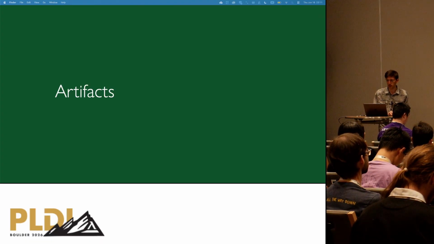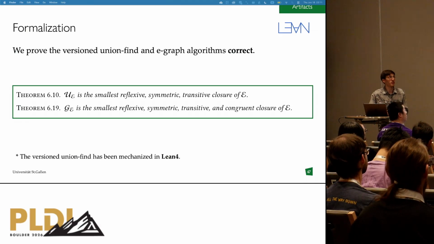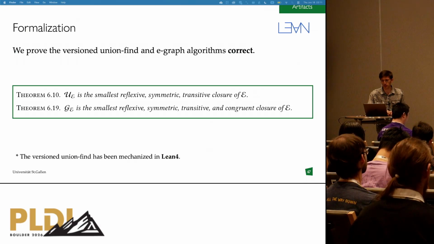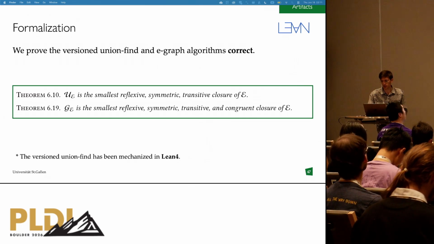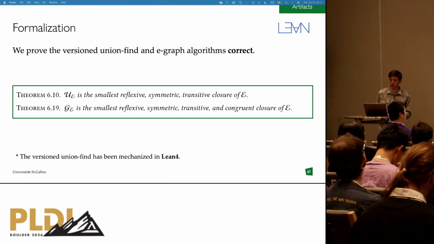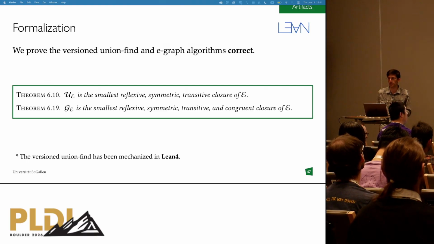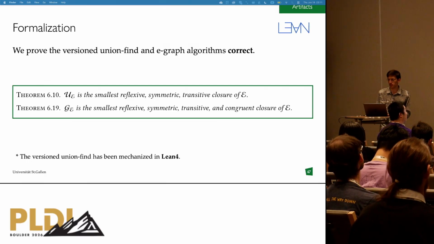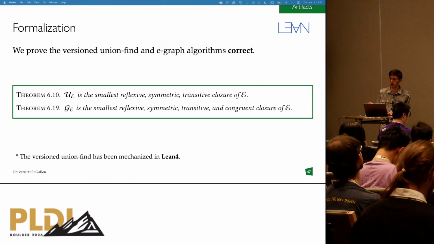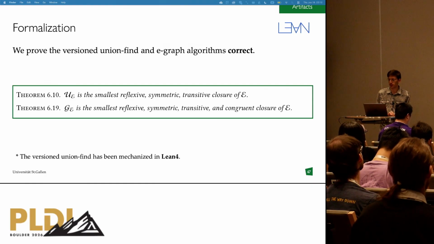So in the paper, we have several artifacts. The first one is a formalization where we define the union-find and the E-graph, and we also prove them correct, where correctness means that a user would provide a sequence of equalities in certain versions, and the union-find will represent the smallest reflexive, symmetric, and transitive closure of that sequence of equalities, and the E-graph is also the congruent closure. The versioned union-find has also been mechanized in Lean.